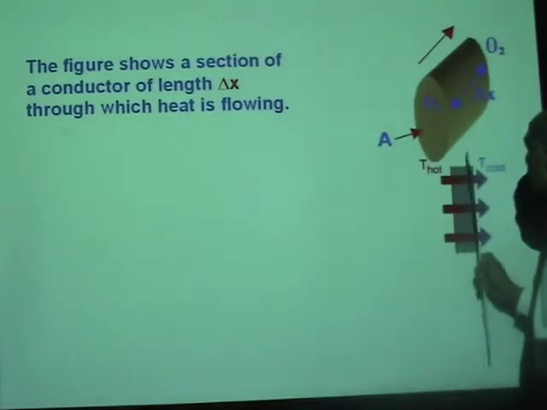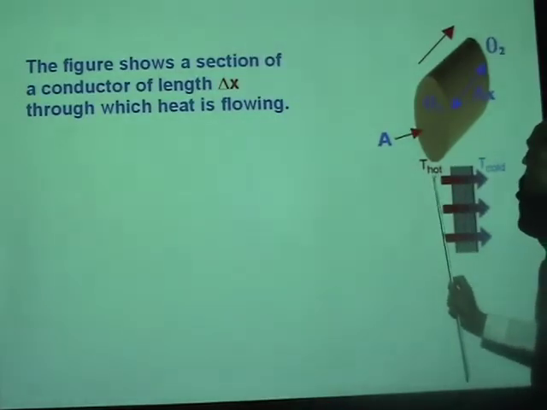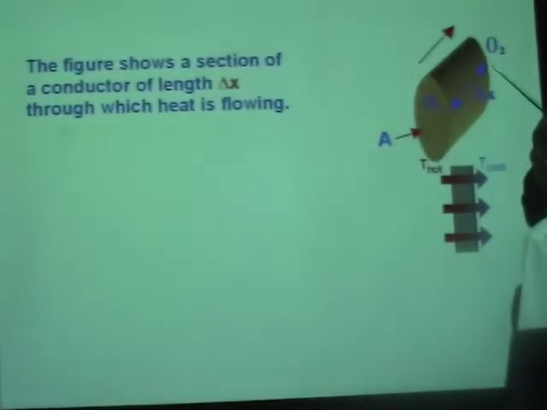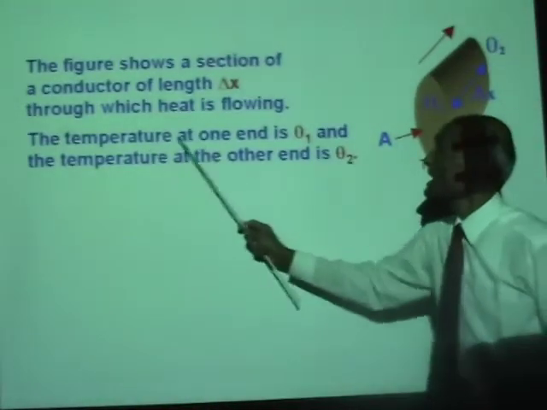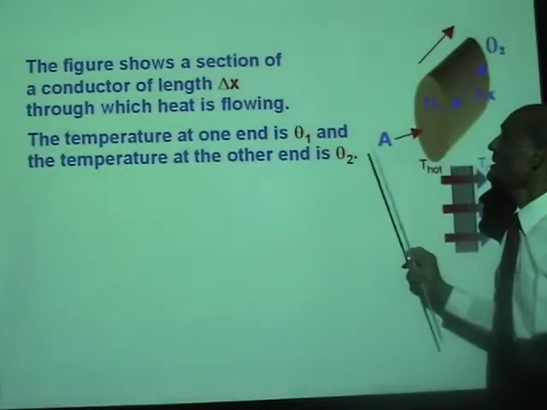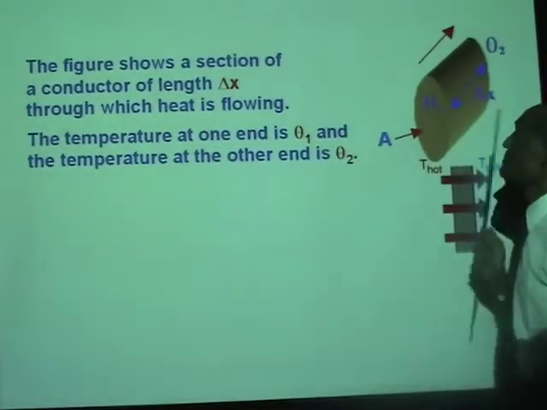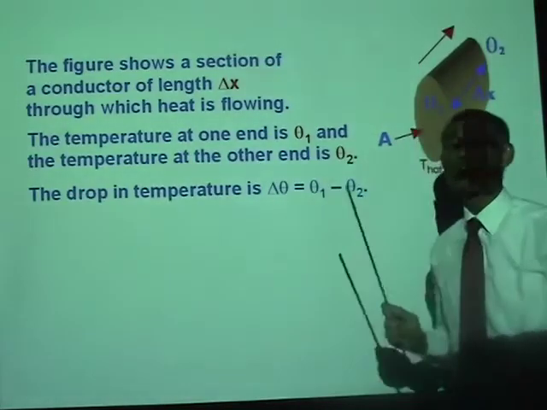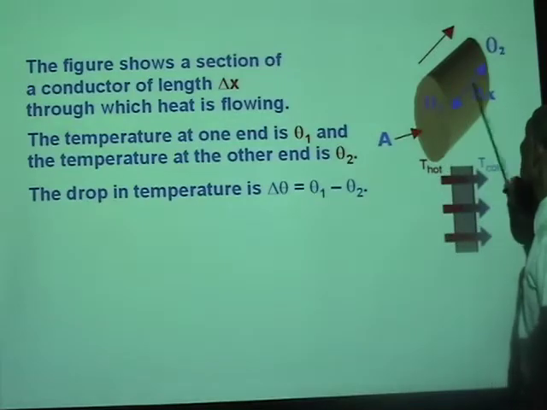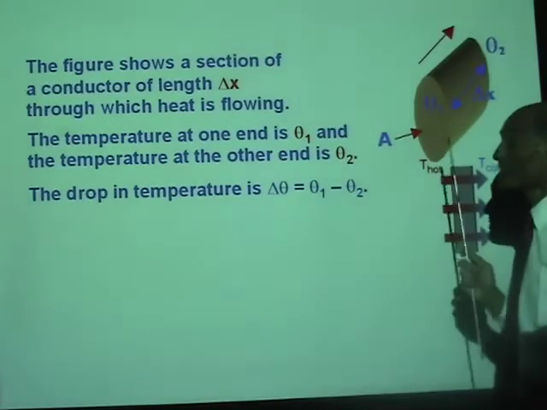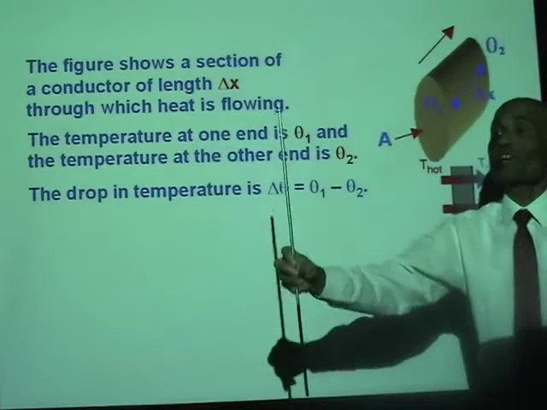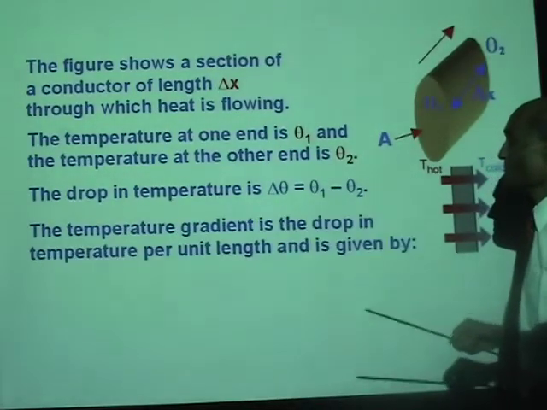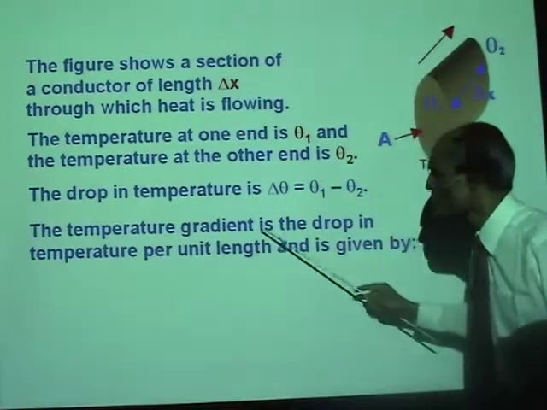Well, you can see the heat flows from the hot end to the cold end. The temperature at one end is theta 1 and the temperature at the other end is theta 2. The drop in temperature delta theta is theta 1 minus theta 2. It is not theta 2 minus theta 1 because theta 2 is a lower temperature. So that's the drop in temperature. What is the temperature gradient?